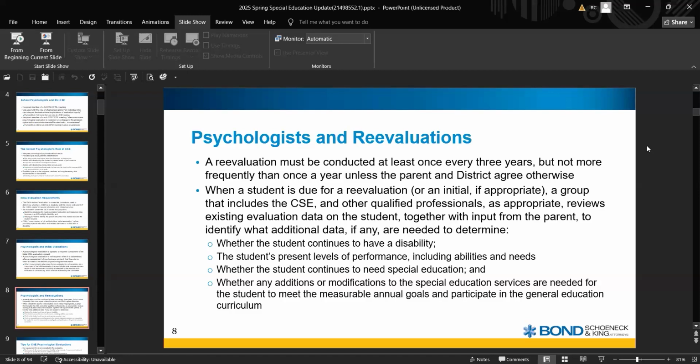But with that said, there are all kinds of reasons that teams decide that a reevaluation isn't needed. We're short-staffed right now. It's hard to find people to do these. I understand that these are real-life issues that you're all facing.